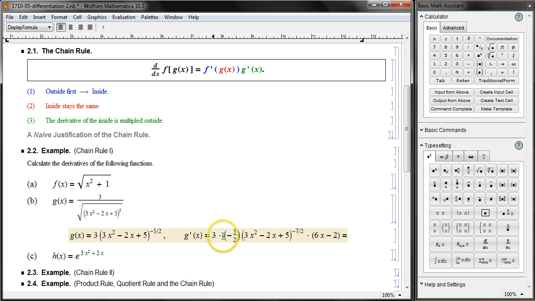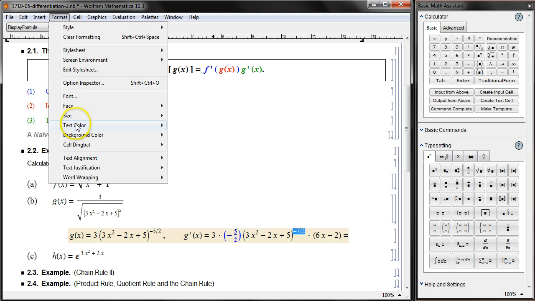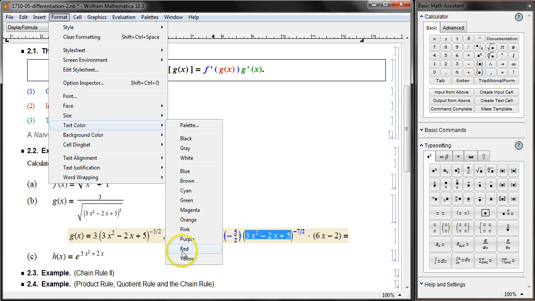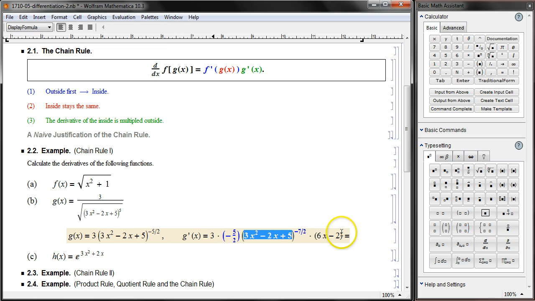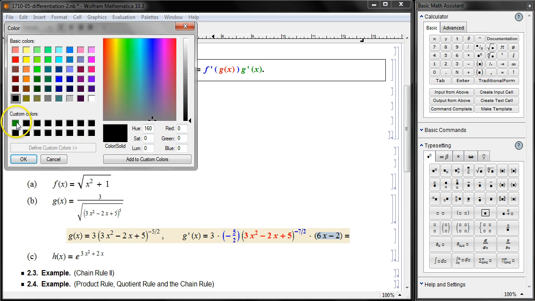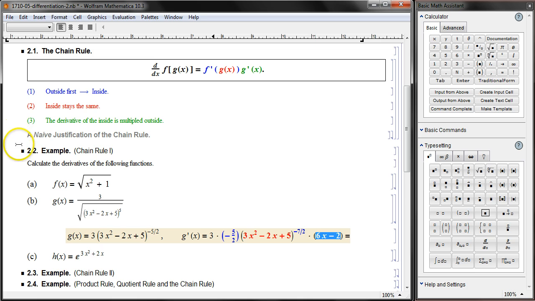Shall we do some color coding as before? Okay, let's go ahead and do that. Multiplying this, and then this power over here. That's step 1. Inside stays the same, and that's step 2. And finally, multiplying the derivative of the inside, like a dangling chain, the chain part. That's step 3. If you want to simplify, you can go ahead and simplify.